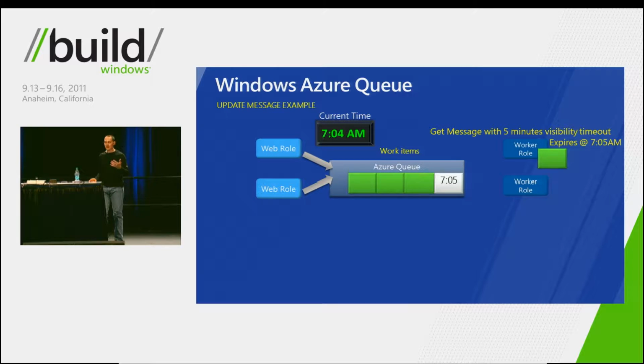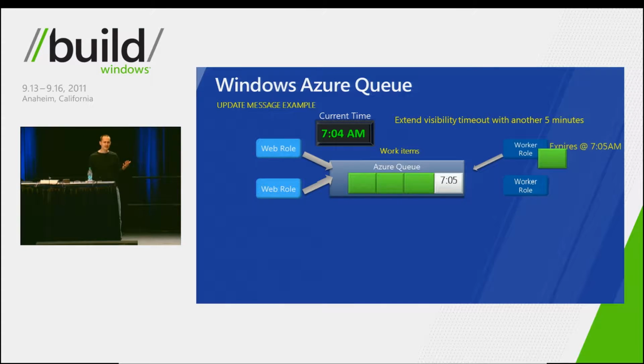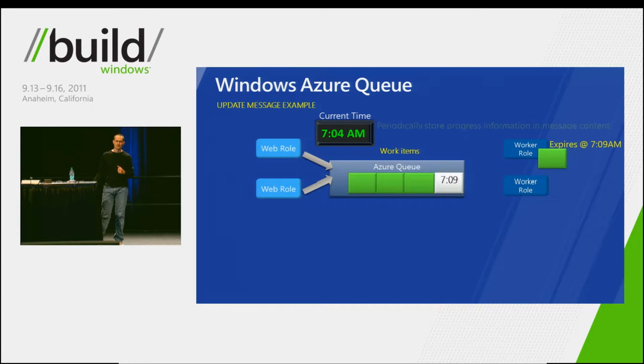So let's progress to 7:04, and the worker is still working on this message. So it's going to extend the invisibility time, basically treating it as a lease, by another 5 minutes. So it sets it to 7:09. And then the worker can also store progress into that message, because it can update the contents of the message.